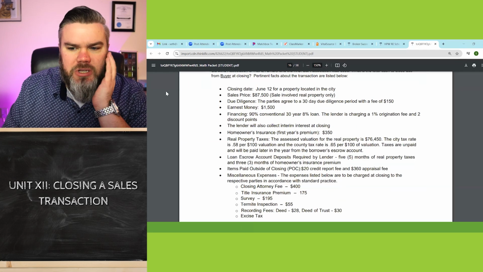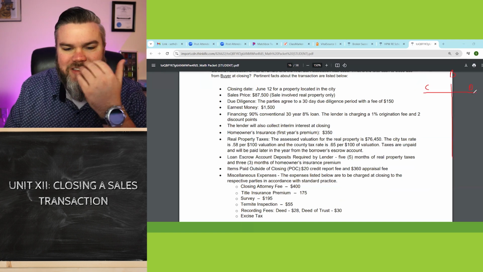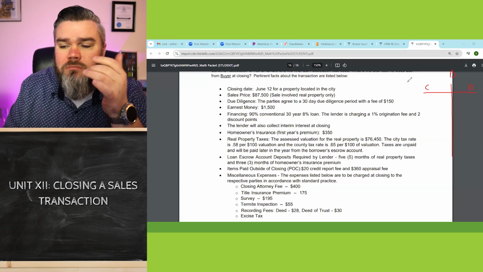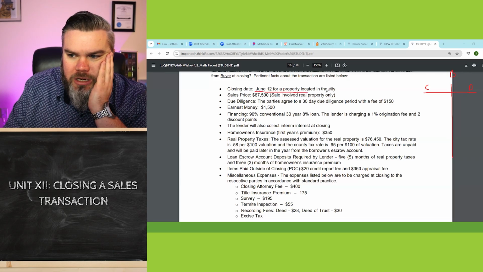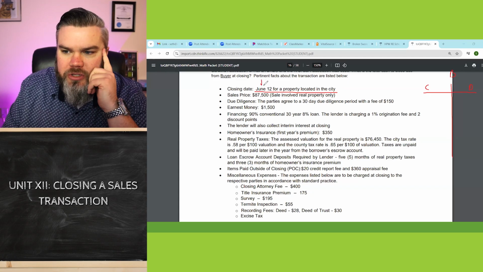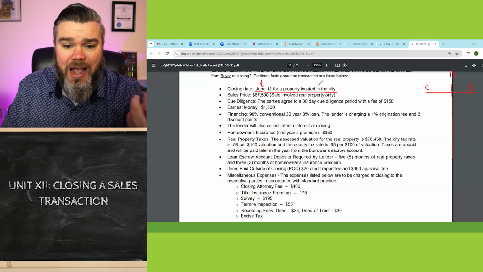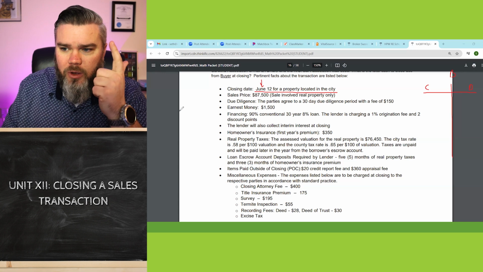Since we're looking at the buyer, I'm going to put over here buyer. And we're going to take a look at their credits and their debits. And I'll make mention of the seller as we go along, but I'm not going to fill out the sellers because we're not looking at the sellers for the sake of this test. Now, it works the same. So if you start looking at the information, June 12th for a property located in the city. Why is that important? June 12th is going to be used for prorations, and the fact that the property is located in the city tells me that if I have to calculate the tax bill, I'm going to be charging them county taxes and city taxes. So I'm going to come back to that 12th.